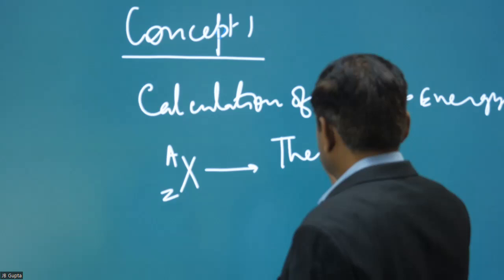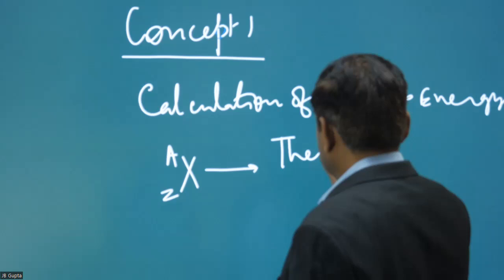of the nucleus. Minus mass of the nucleus, that is what? Mx minus Zm. So this is the mass defect delta M. This is what? Mass defect delta M.